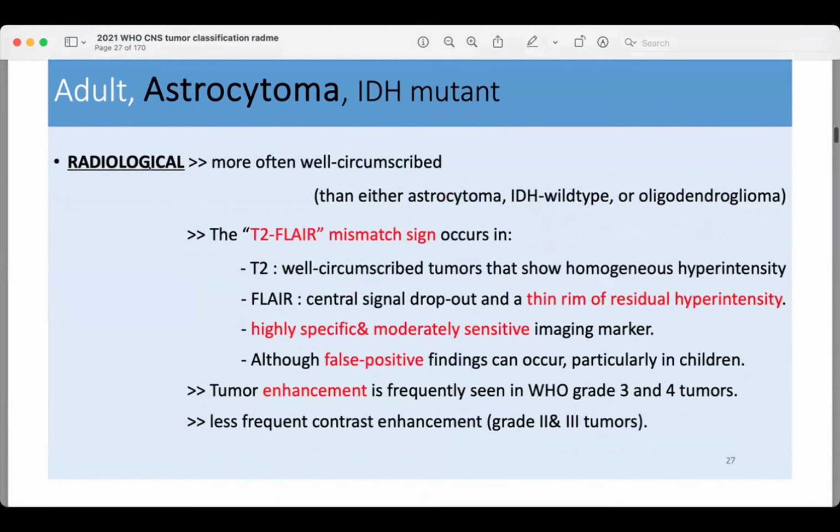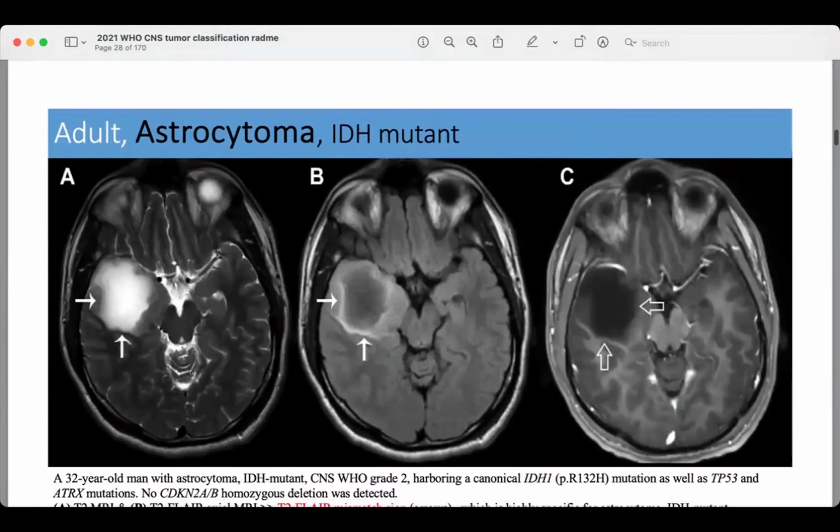Radiologically, the most important sign for the astrocytoma is the T2 FLAIR mismatch, where the lesion is hyperintense in T2, and when we see the FLAIR images, we find that the periphery of the lesion has a hyperintense rim. Not all of the lesion, only the periphery has this FLAIR hyperintensity, and it is highly specific for the astrocytoma. The tumor enhancement also is somewhat related to the higher grades of the tumors, especially grade 3 and grade 4. And this is an example.